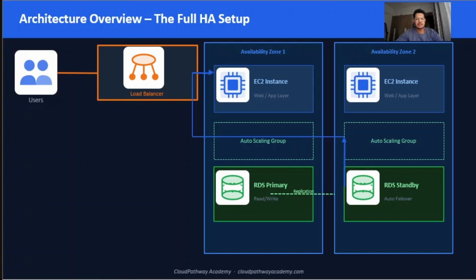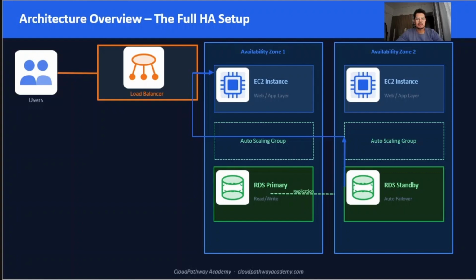The load balancer distributes the traffic to EC2 instances, your application servers. And here is the key design decision. These EC2 instances are deployed across two availability zones. We will refer to them as AZ1 and AZ2. So if AZ1 experiences a failure and those EC2 instances go offline, the load balancer immediately stops sending traffic and routes everything to the healthy EC2 instances in the other availability zone, which is AZ2. Your users experience zero downtime.